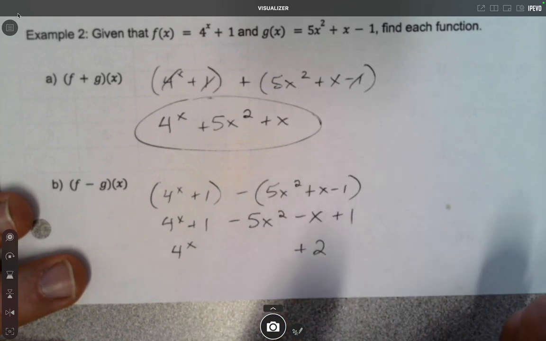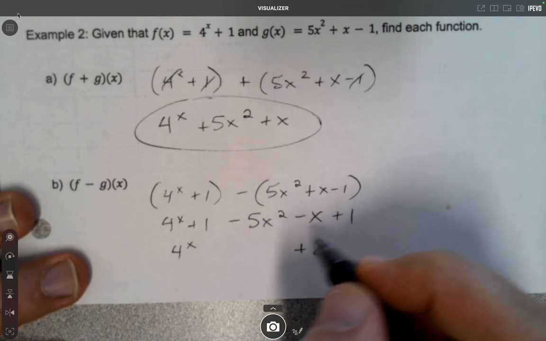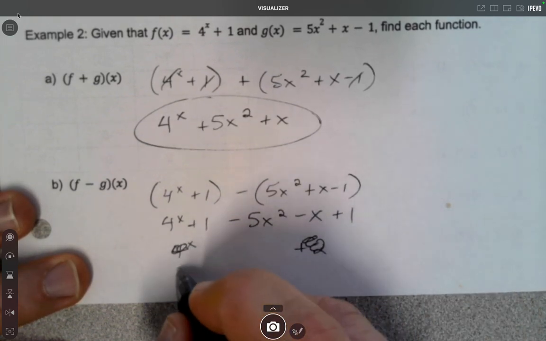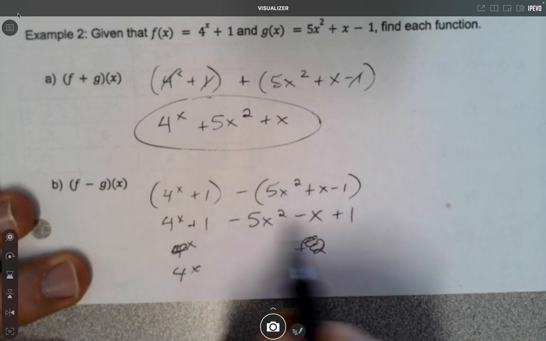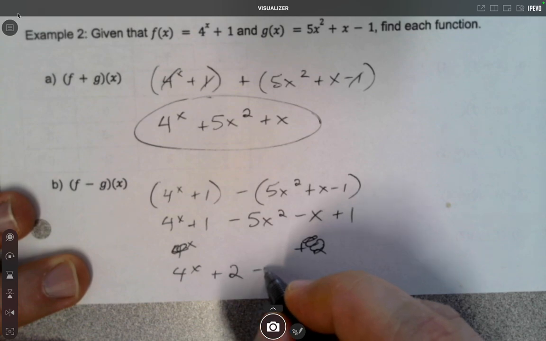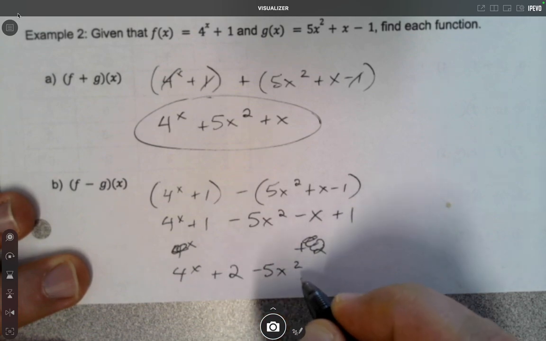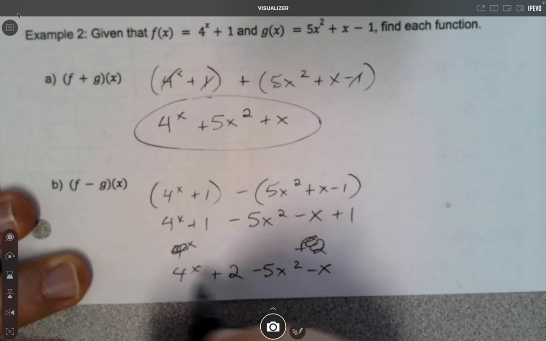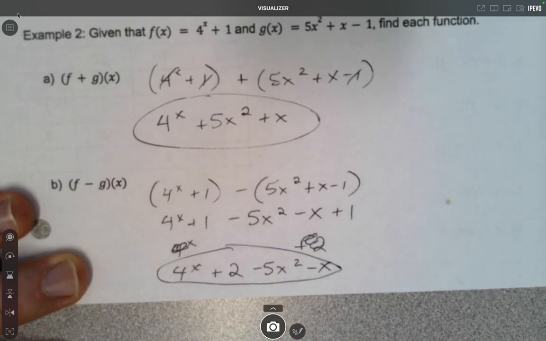This isn't really standard form. You know what? I'm not going to do that. I don't want it confusing. So we'll just say 4 to the x. 1 plus 1 is 2. Then there's no other squared terms. We just write that as it is. There's no other x terms. We just write that as it is.